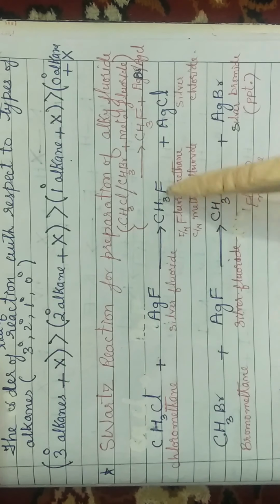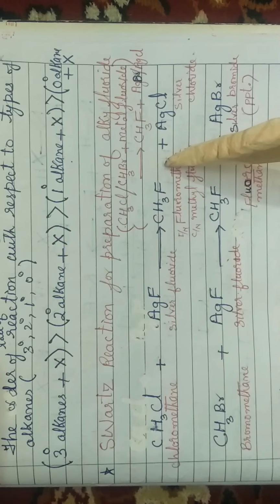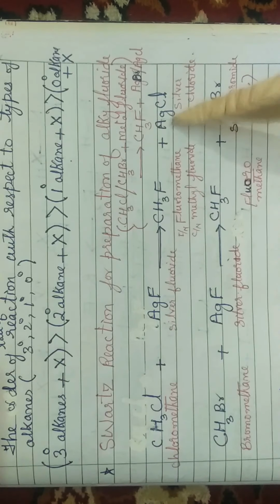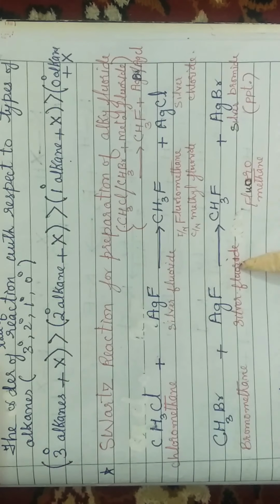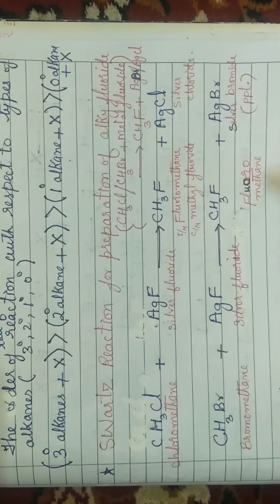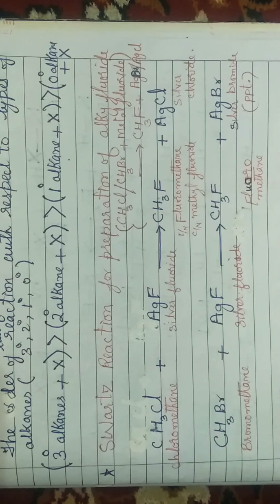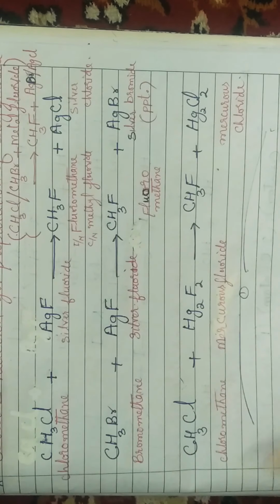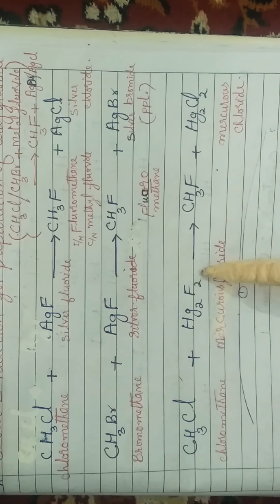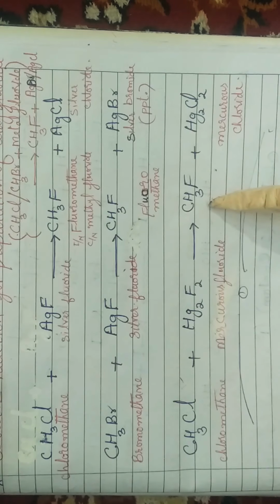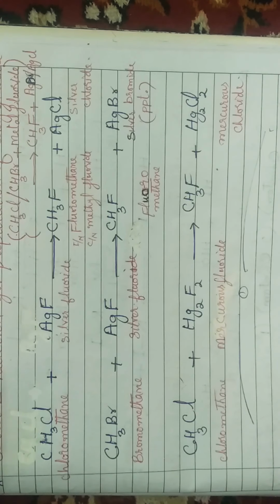What are the products? You can see fluoromethane or methyl fluoride, which is our desired product, and silver chloride. Here you can see also bromomethane combines with silver fluoride, gives fluoromethane, our desired product, and silver bromide precipitate. Also you can have one more example: CH3Cl, chloromethane, with mercurous fluoride, a metal fluoride, gives the product fluoromethane and mercurous chloride. So that was all in this video lecture.